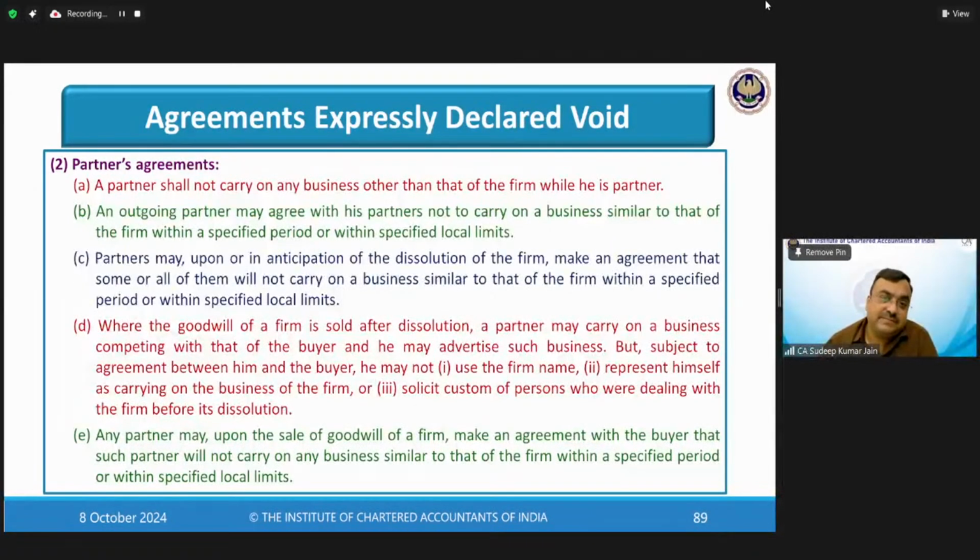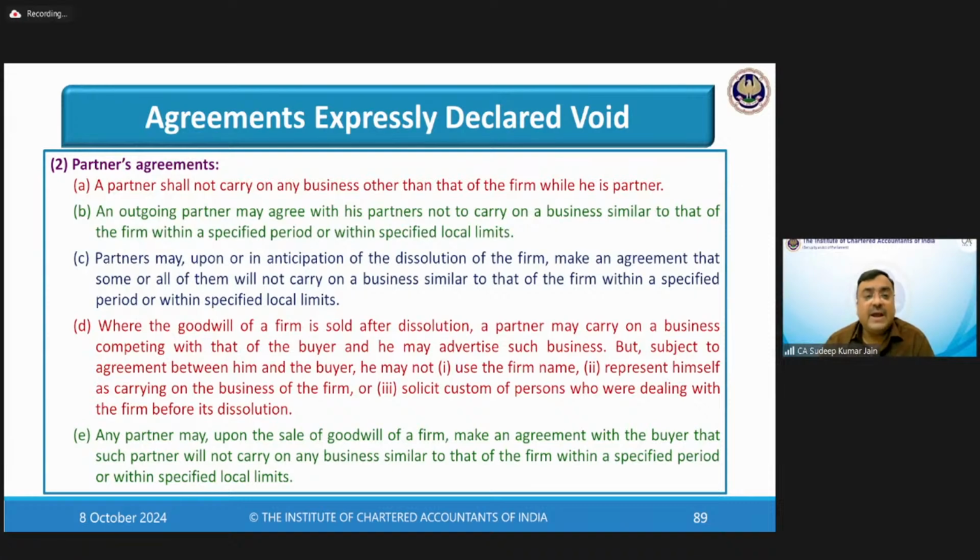Partners agreement. A partner shall not carry on any business other than that of the firm while he is a partner. It means a partner can enter into a partnership firm with an agreement that till he is a partner in the firm, he will not do any individual business. जब तक आप फर्म में हैं अपना बिजनेस नहीं करेंगे. This agreement is perfectly valid. It cannot be said that this agreement is restraining the doing of trade.